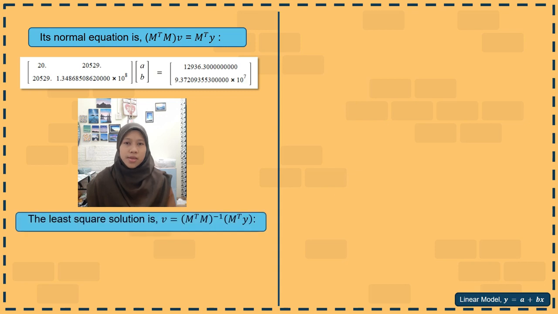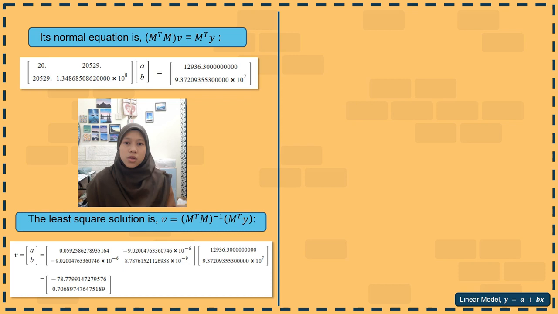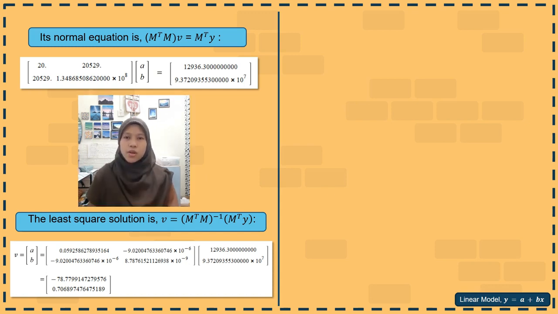Next, we must find the inverse of the matrix M transpose M. Then we must find the answer for matrix M transpose Y. From all the calculations, we can obtain the least square solution by multiplying the inverse of M transpose M with M transpose Y. So, we already get the values for A and B. Then we can obtain the best fit linear curve by keying the values of A and B in Maple.